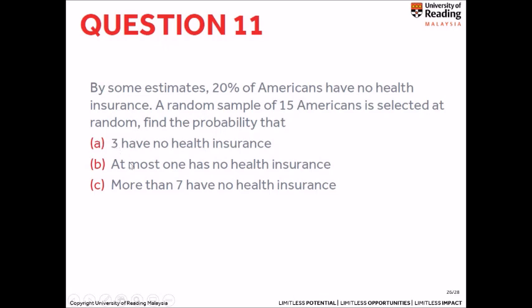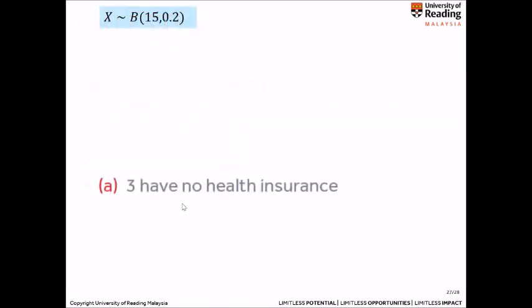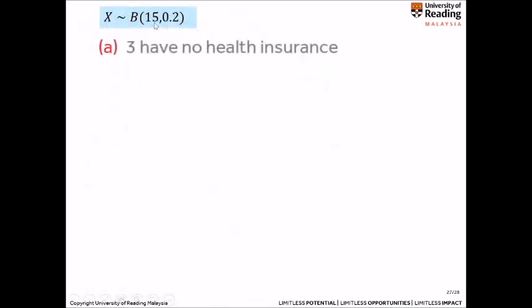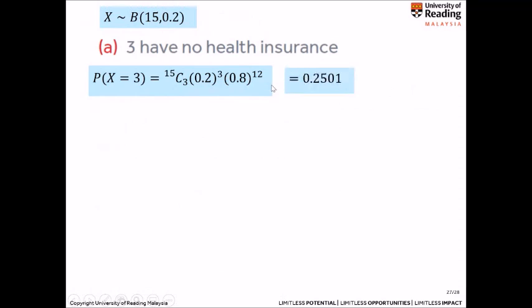So like part A and part B, the calculations should be quite easy. For part C, it will be quite a lot of calculations if you have to use the calculation method. So please pause the video and work out this. Let's look at the answer after you have completed. So you have 15 for your N, and probability of success is 0.2. 3 have no health insurance. So very straightforward. Let's use the formula. Pause the video, get your answer, and check.